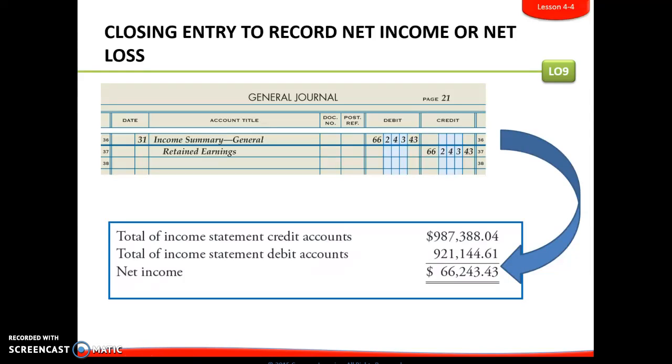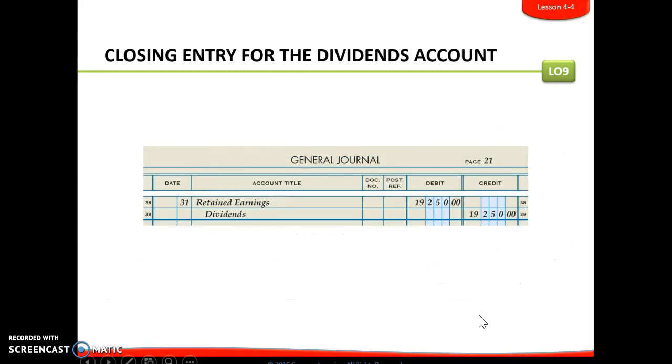The way that I think of it is a net income, we are going to debit. A net loss, we are going to credit. So if we were to have a net loss here, we would be crediting income summary and we would be debiting retained earnings. Okay, and our last closing entry is to close our dividends account. So dividends has a debit balance, so we are going to credit dividends and we are going to debit retained earnings.